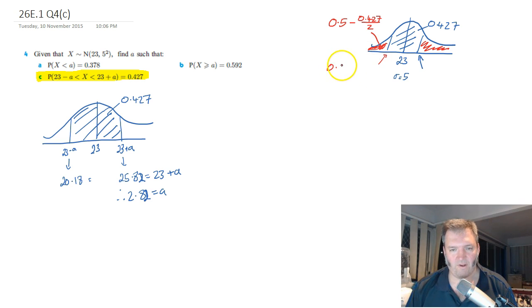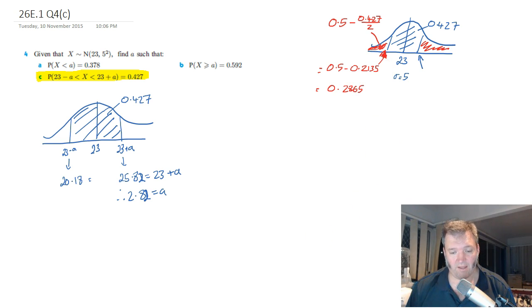So that's 0.5 minus 0.2135. I hope I got that right. 427 looks about right. So the area, that's not the actual value. This is still the area. Excuse my incorrectly drawn arrow there. So that's 0.2865 is the area to the left.